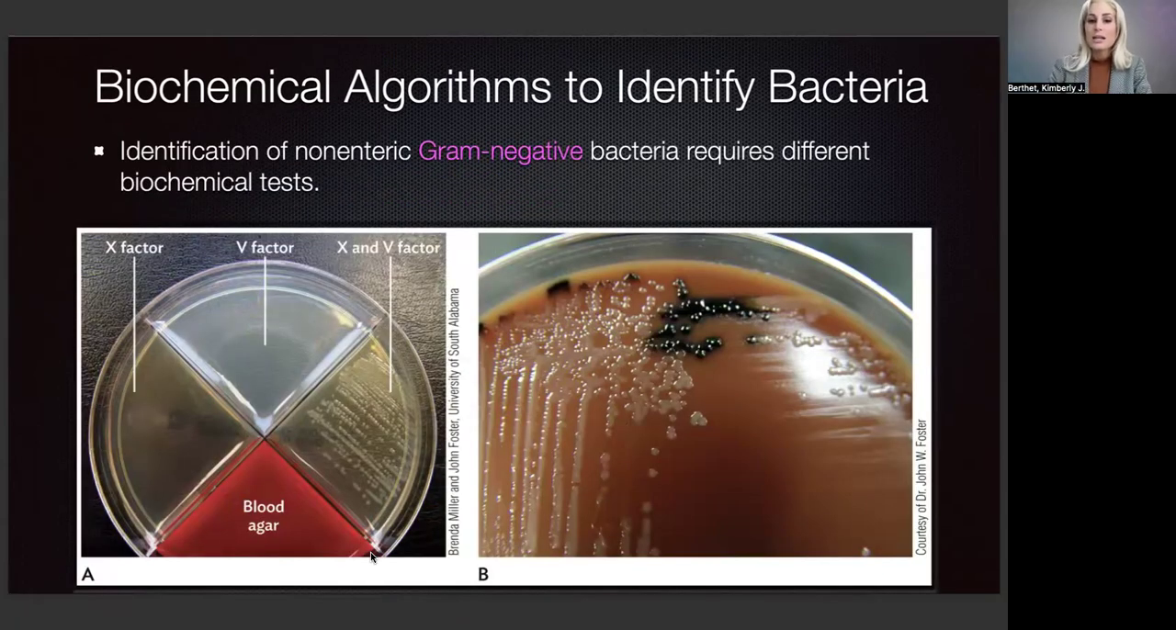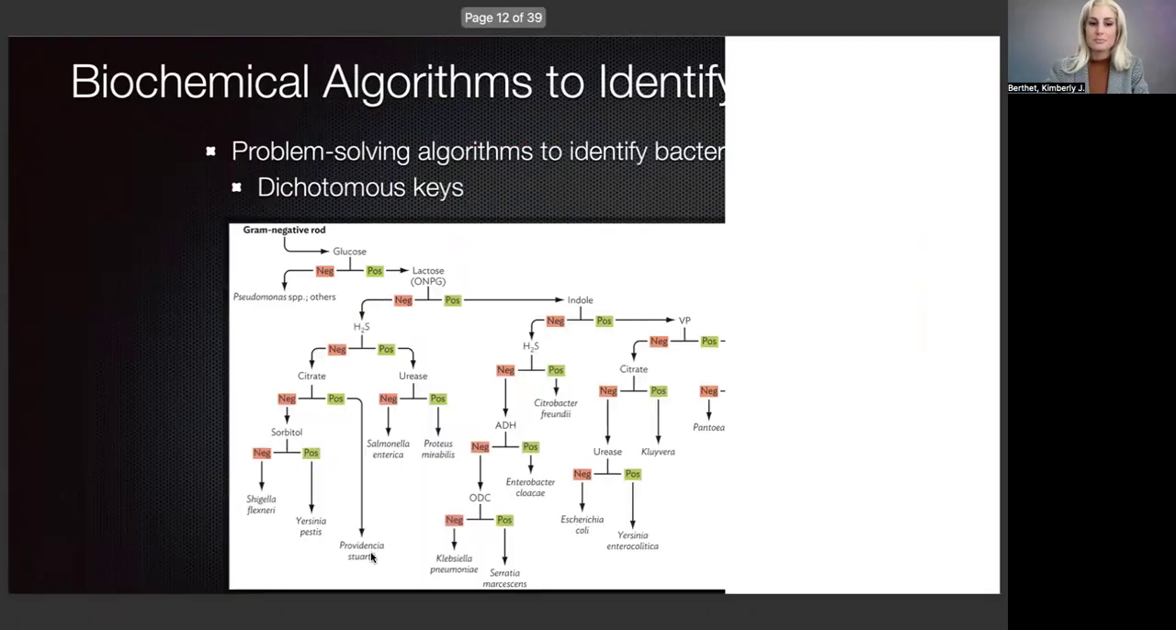Okay, looking at gram-negative microorganisms, we have non-enteric ones as well. So ones that are not associated with the gastrointestinal tract. And we would have a different set of biochemical tests that we would use to identify these specific microorganisms.